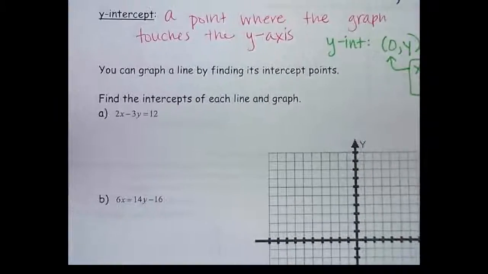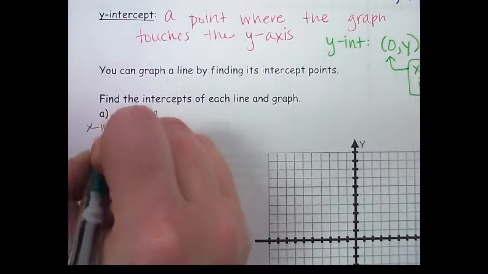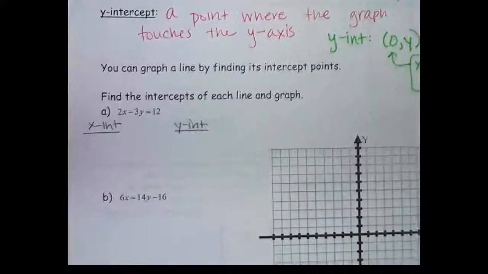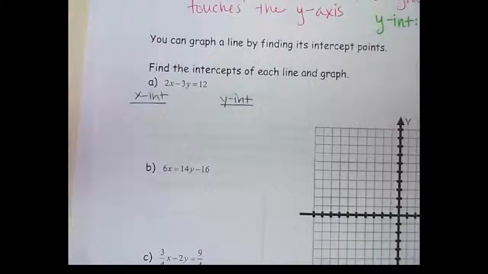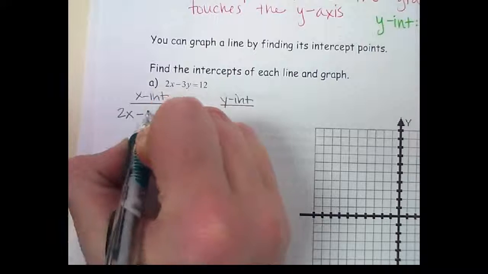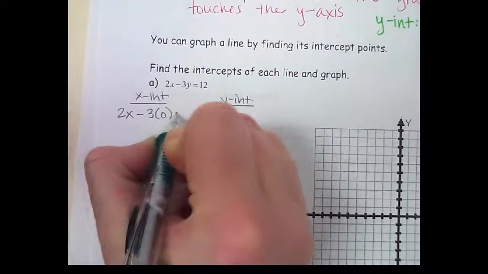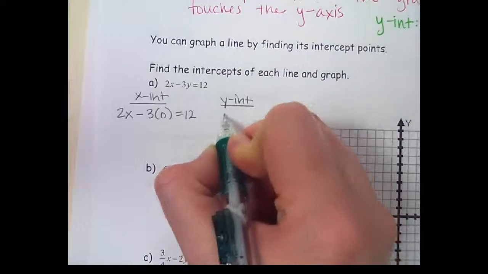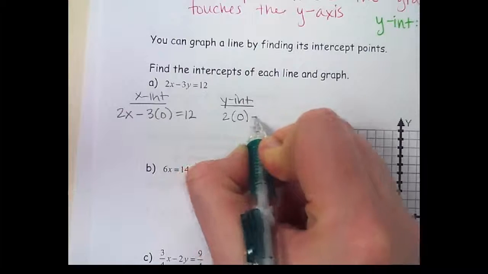Okay, so on A, I usually write x-intercept and y-intercept so I can find both. If I'm finding the x-intercept, I'm going to plug 0 into the y. So I have 2x minus 3 times 0 equals 12. So if you're finding x, plug 0 in for y. If you're finding y, plug 0 in for x.